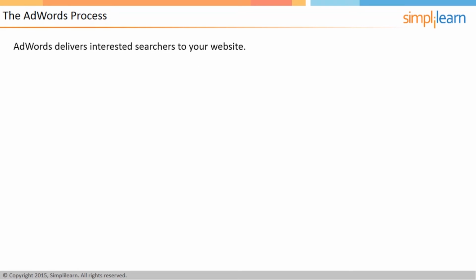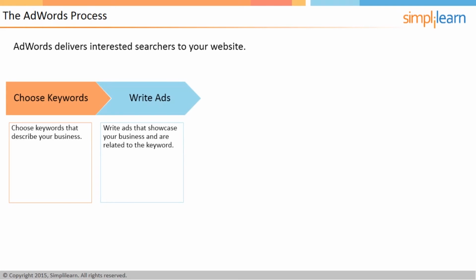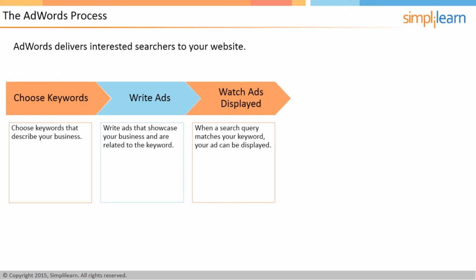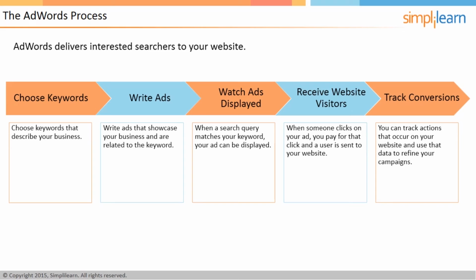So the AdWords process is fairly straightforward. You choose keywords. You write ads for those keywords. And that's your first ad group. Then when a search query, what a user typed in the engine, matches your keyword, your ad can be displayed. Now you're not charged for a display. When someone clicks on your ad and goes to your website, that's when you actually pay for that click and that visitor. Then when someone comes to your site and does some action, you can track those conversions, or those actions that occur on your website, and use that data to refine your campaigns.